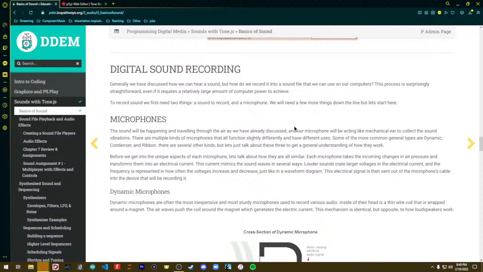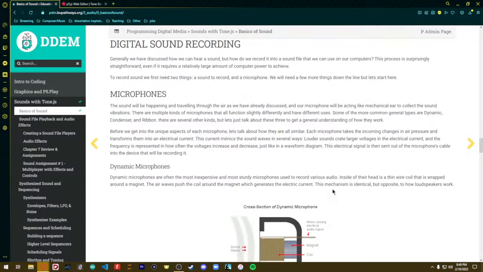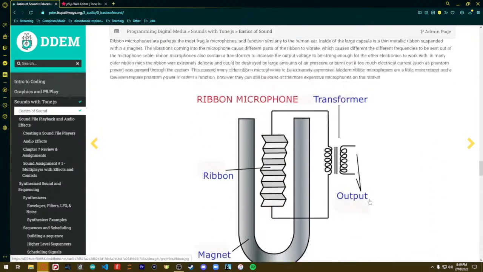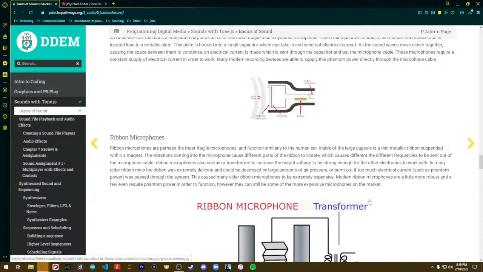Okay, I'm going to talk just a little bit about microphones, because while for this class we won't be recording anything, it's important to know that, for any sound file playback, someone had to record or create something in order for us to play it back. So microphones. I'm not going to go through too much, but there's generally 3 common kinds.